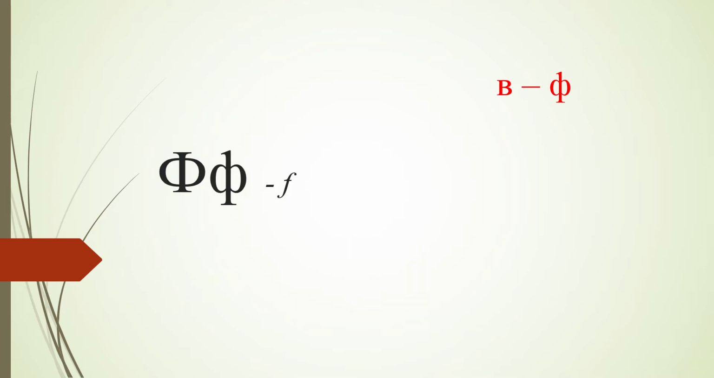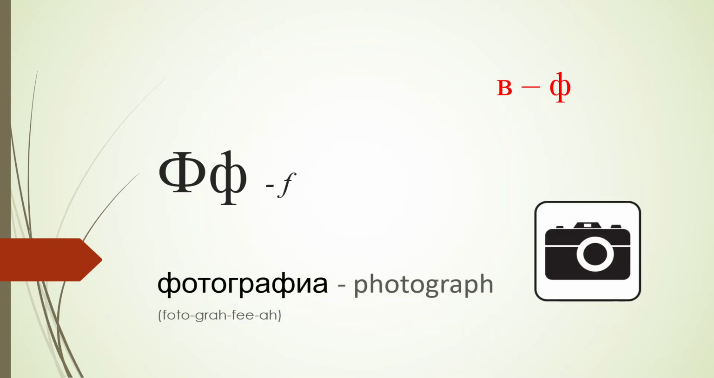Okay, and the softer version of V is F, very similar to the Greek phi. So this is F. And an example word, just like the English photograph, the Russian fotografia. Fotografia. I'm sorry, fotografia.